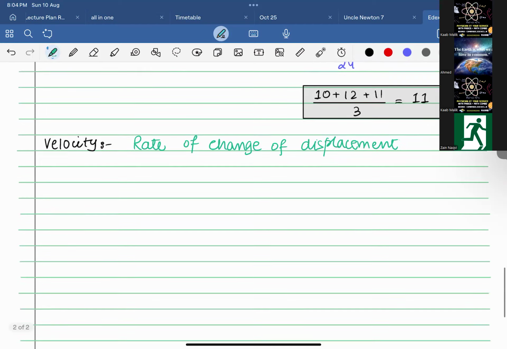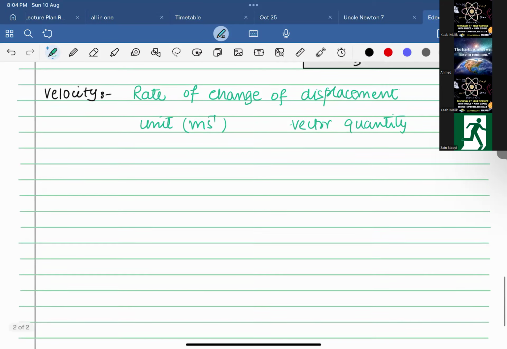Okay. So we said the unit is going to be meters per second, the same as for speed, and the nature is going to be vector. Okay. So vector quantity. And you can also write the same formula.